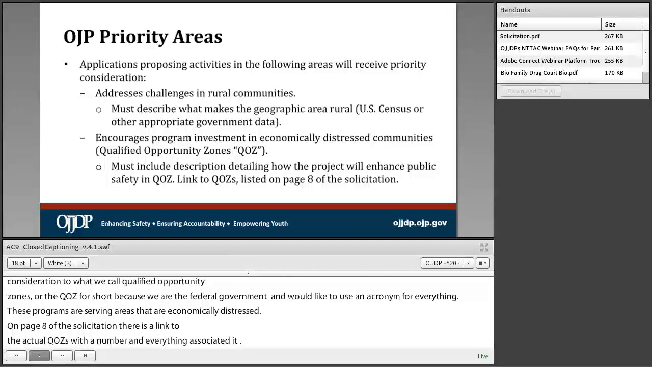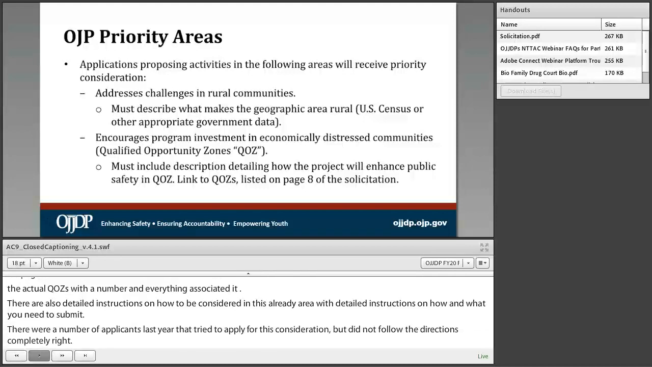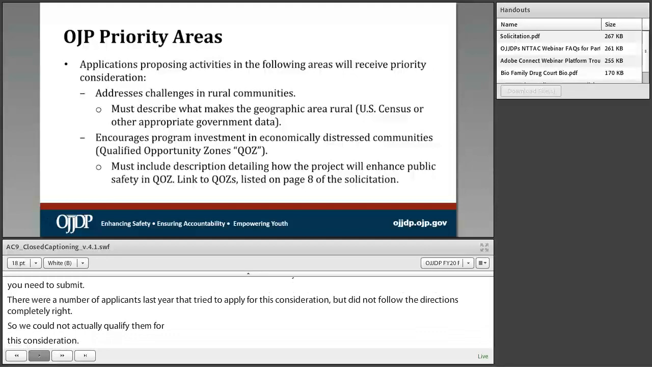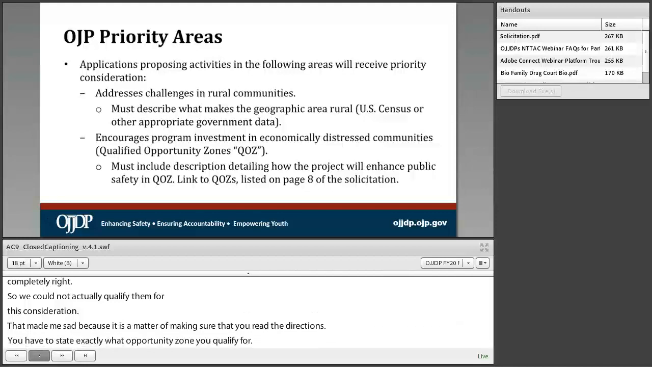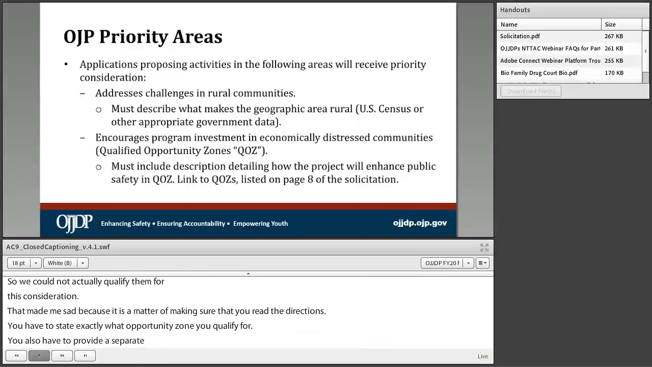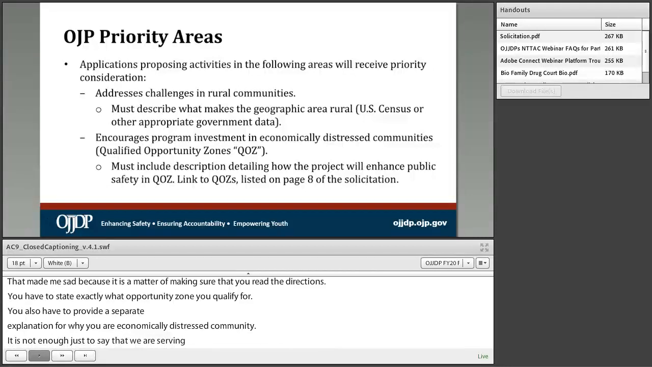And I will say that there were a number of applicants last year that tried to apply for this consideration but didn't follow the directions completely right, and so we couldn't qualify them for this consideration, and that made me sad because it's just a matter of making sure you read the directions. You have to state exactly what opportunity zone you qualify for, and then you also have to provide a separate explanation for why you are an economically distressed community. It's not enough to just say that we are serving XYZ areas according to the numbers listed in the solicitation. When you click that link, you'll see the numbers. You also have to provide a separate narrative justification. So make sure you do that if you want to be given that priority consideration.